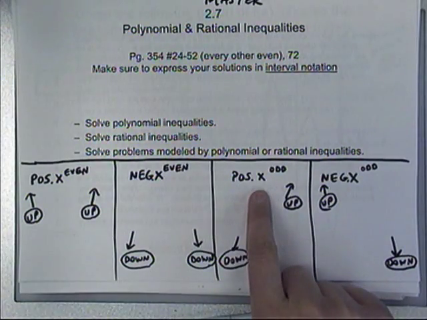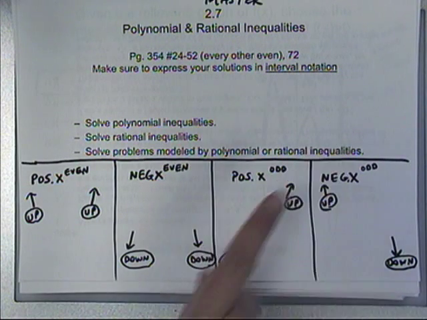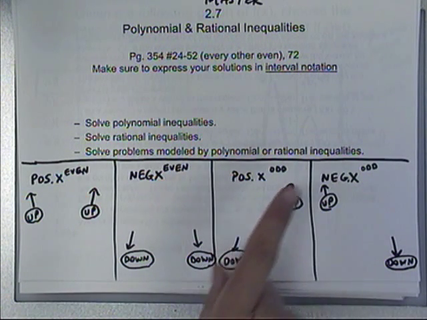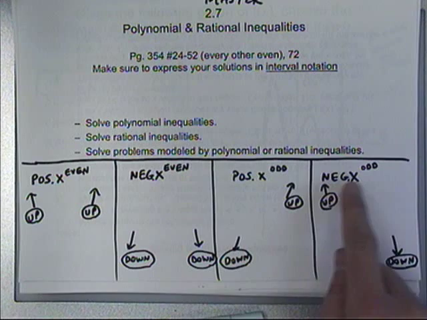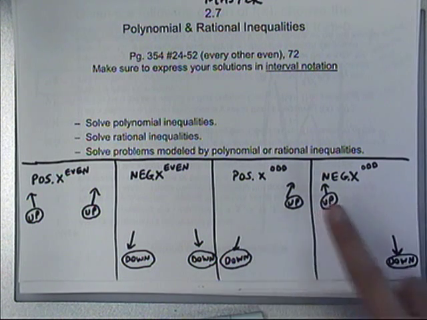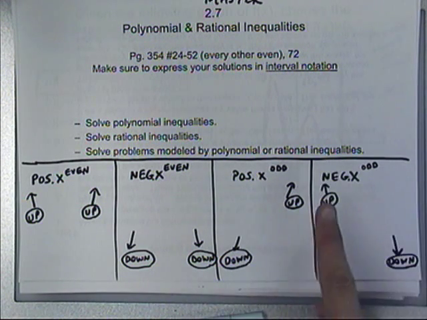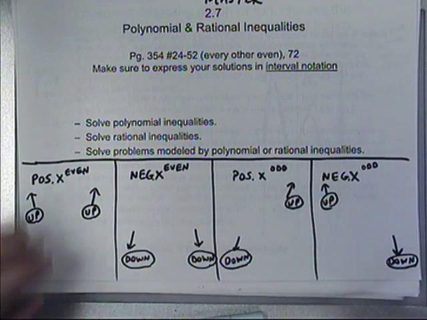Lines fall into this category. Positively sloping lines go like this. They point down on the left and up on the right. And all the other odd powered functions as well. Negative coefficient in front of your odd degree term means that it's going to look like a negatively sloping line. It's going to point up on the left and down on the right.